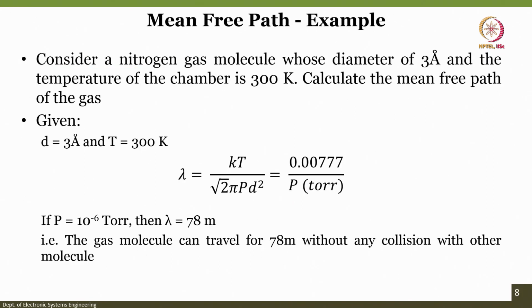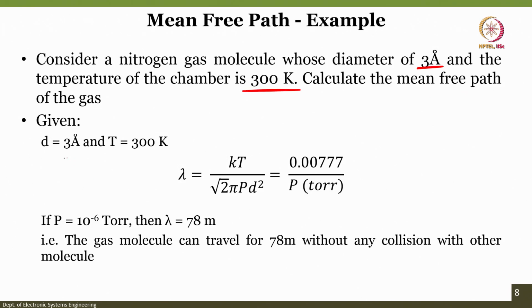And if you want to take an example to solve it, we will solve a lot of mathematical questions, some problems, in the TA class, but let us take one such example here. Consider a nitrogen gas molecule whose diameter is 3 angstrom and the temperature of the chamber is 300 Kelvin. Calculate the mean free path of the gas.